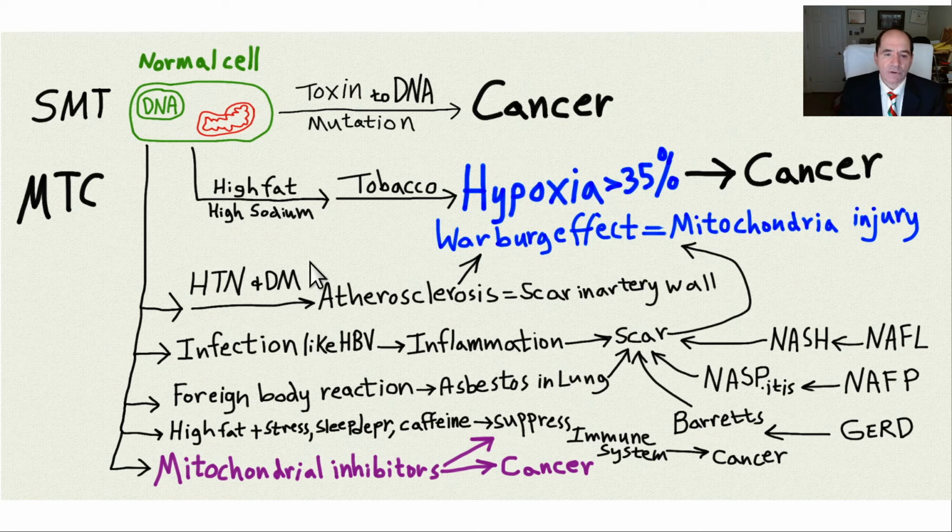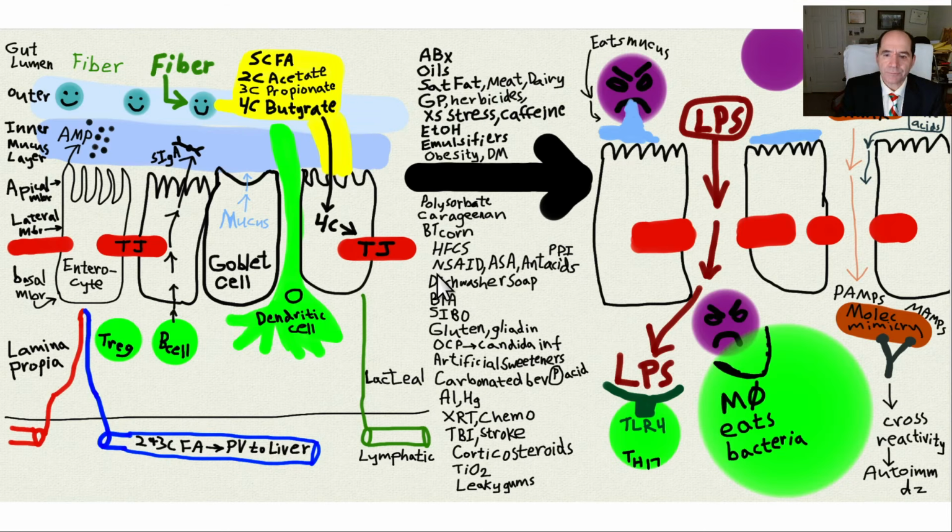Okay, so that was what I was just showing. I showed you the hypoxia caused by that. I also mentioned the high-fat diets and the stress causing immune suppression, making everything worse. Okay. Now, here's one little minor thing people don't know. You got to eat your fiber.